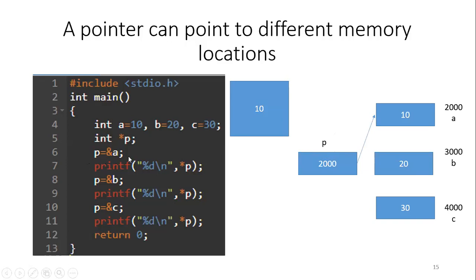The address of A, as shown by ampersand A, will be stored in the pointer variable P. So the address of A is 2000, and this 2000 will be stored in the pointer variable P. Now in the next line I am printing printf %d comma star P.